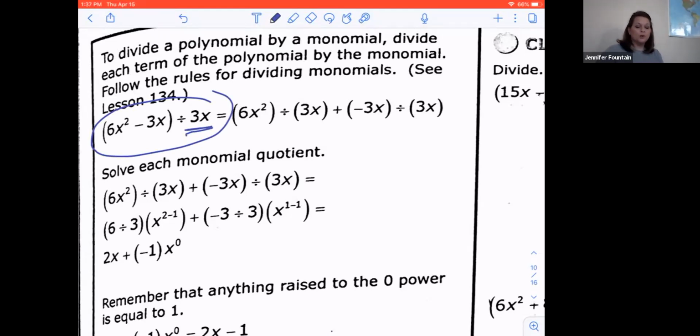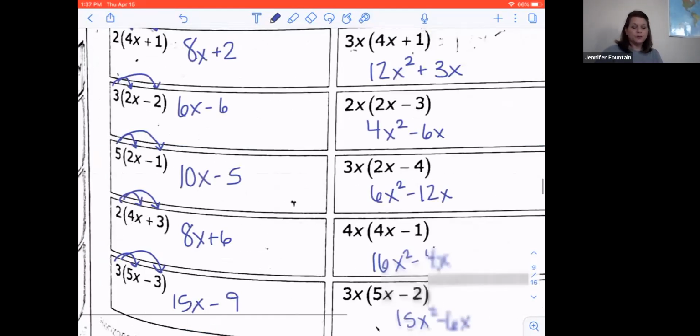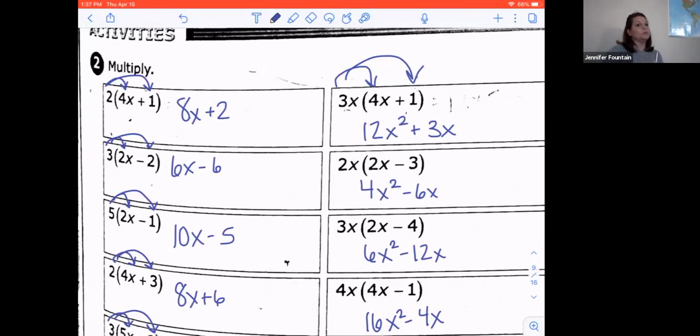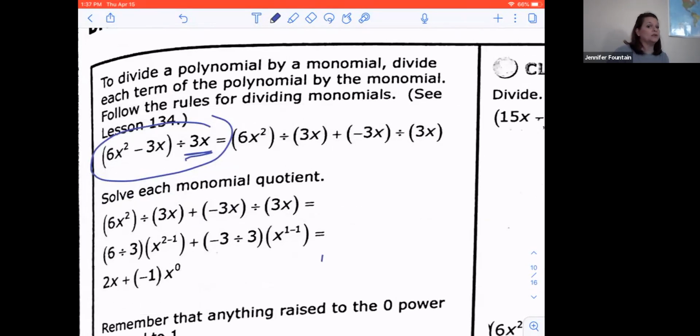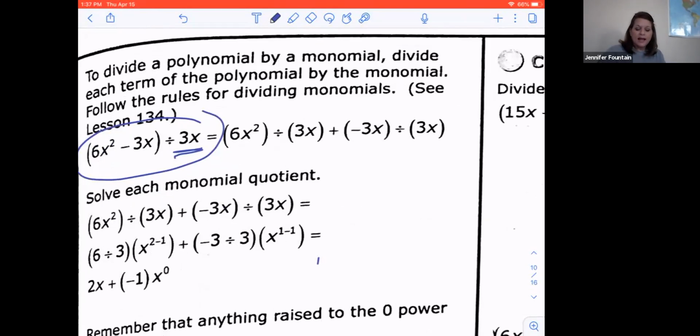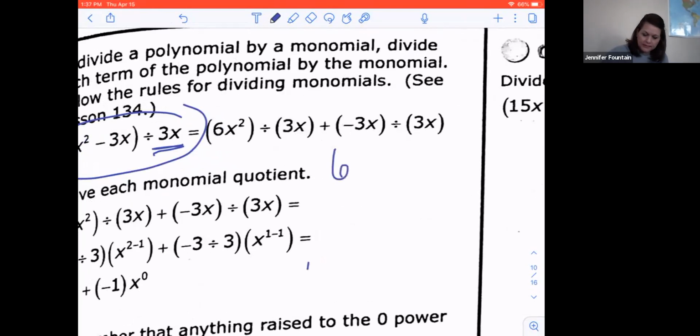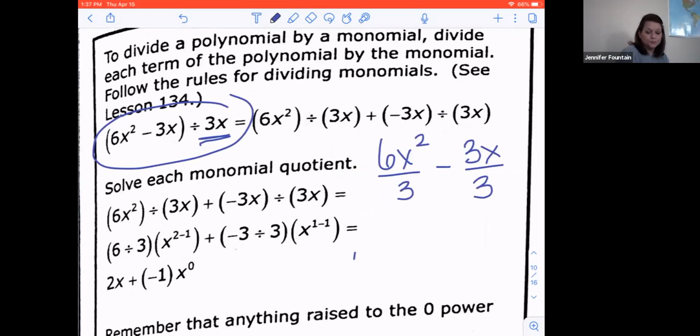So just like when we multiplied and we had to distribute those numbers, we started with what was outside and multiplied it by what was in parentheses. Now this time we're going to take what's inside parentheses and divide it by what's outside parentheses. So what I like to do is go ahead and rewrite it as 6x squared over 3 minus 3x over 3. Okay, because I'm dividing both of my terms by the same number.